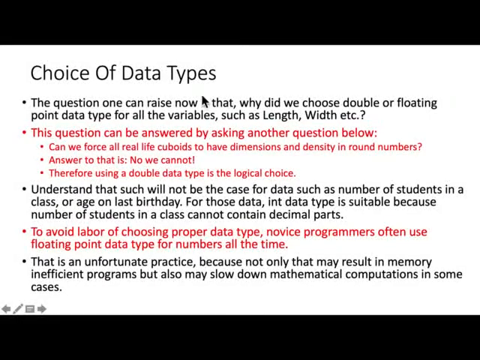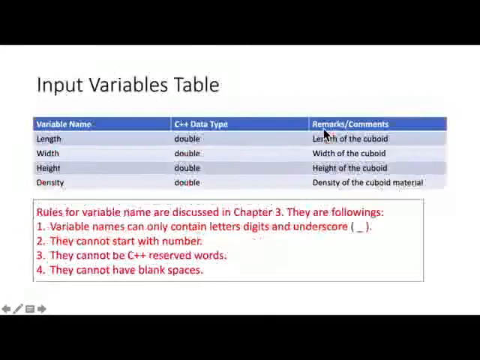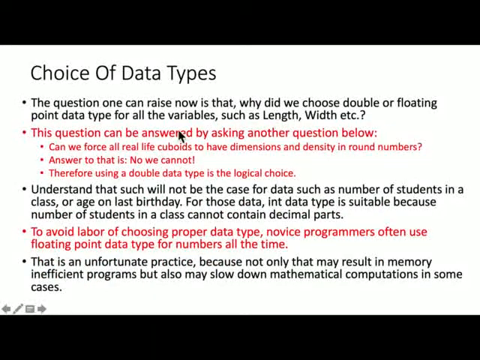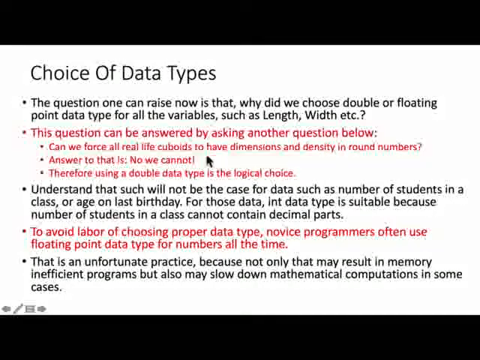Choice of data types. The question one can raise now is why did we choose double or floating point data type for all the variables such as length, width, etc. Look at here. I'm choosing double data type for all 4. This question can be answered by asking another question below.